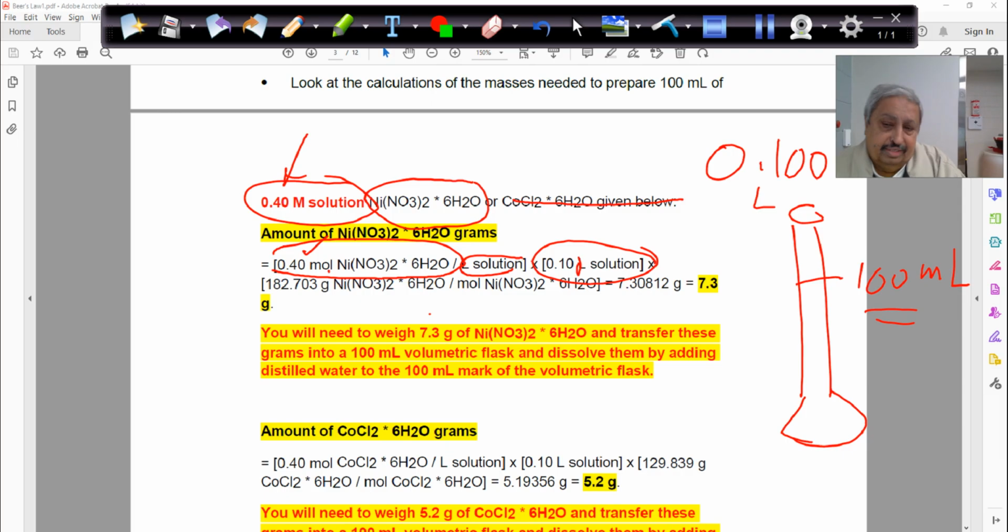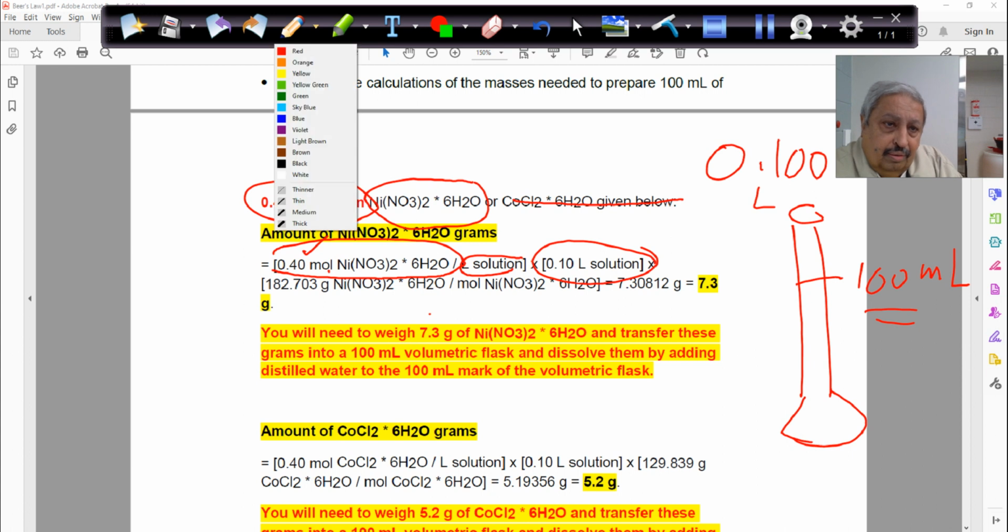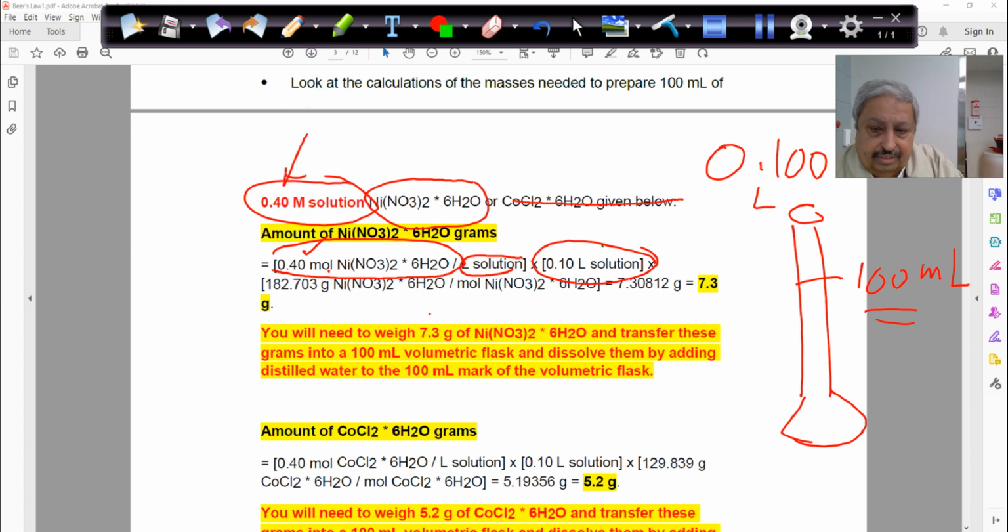Liter with liter cancels out. So that's the main thing, you got rid of the liters here. Mole per liter multiplied by 0.1 liter, liter with liter cancels out. But I need the molar mass of this compound. I have to calculate the molar mass of the compound.